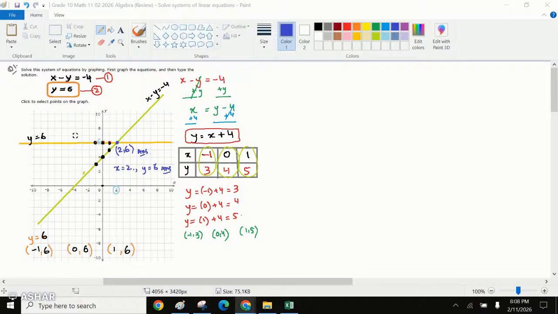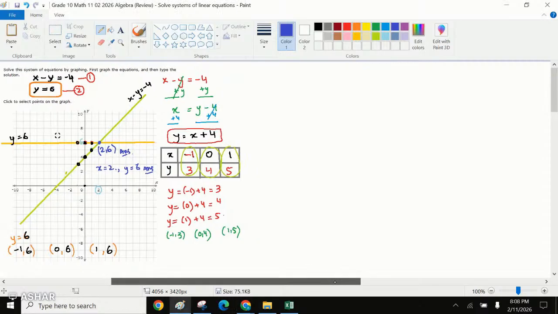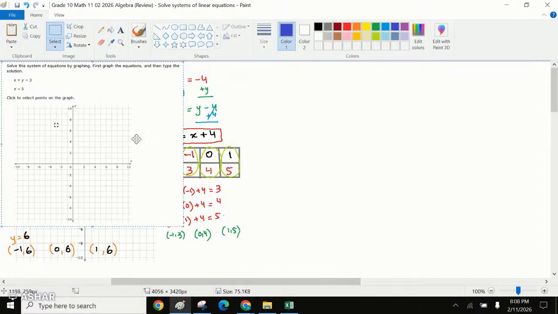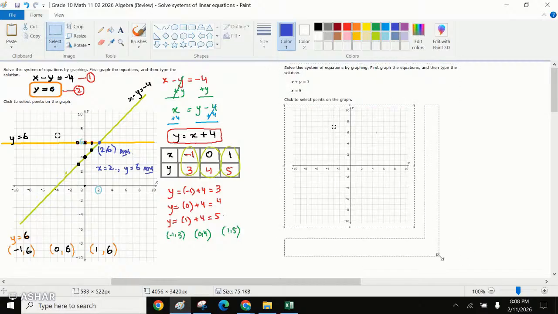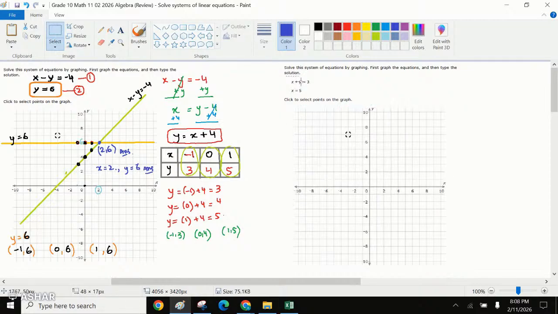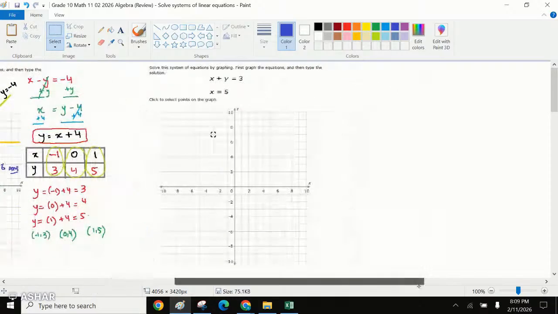Okay, let's say for question number 2, we have this information that has been provided to us. This was the graph given to us. This is the first equation and the second equation. Okay, let's do question number 2.